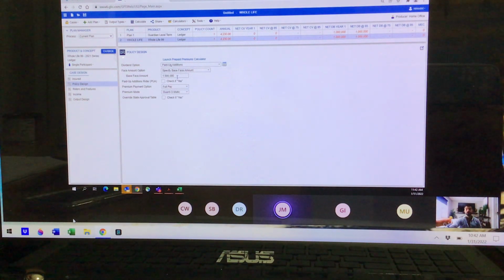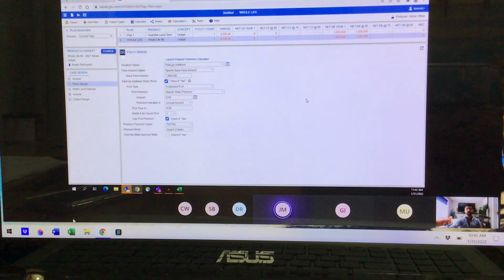So here I'm going to just do specified base face. I'm going to leave it at $1 million. Paid up additions rider.